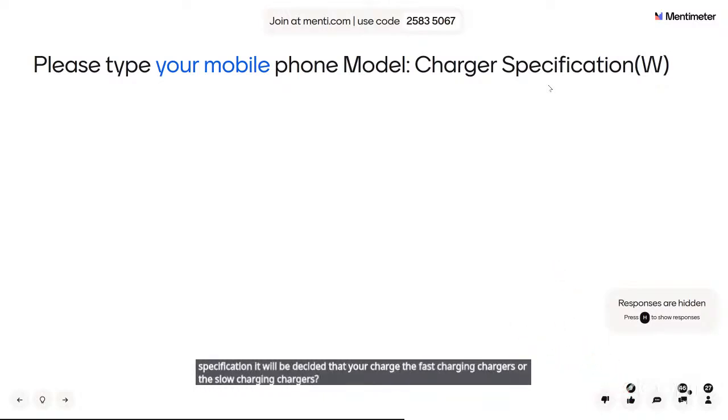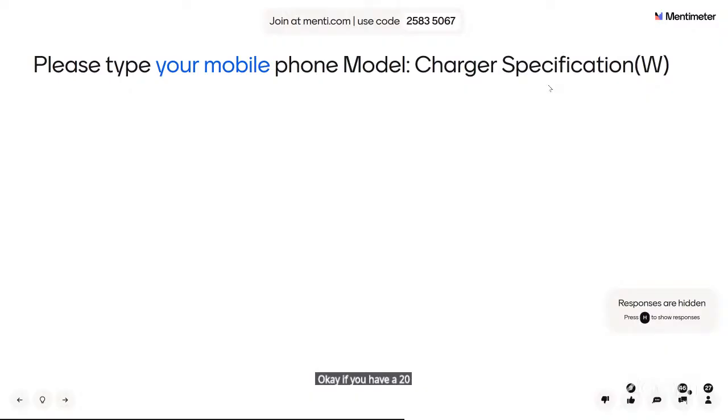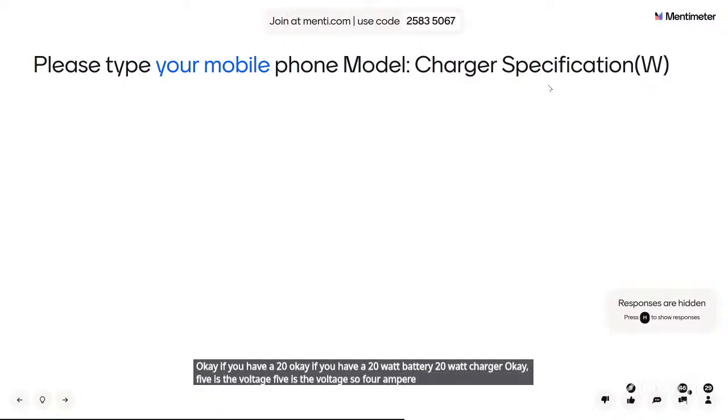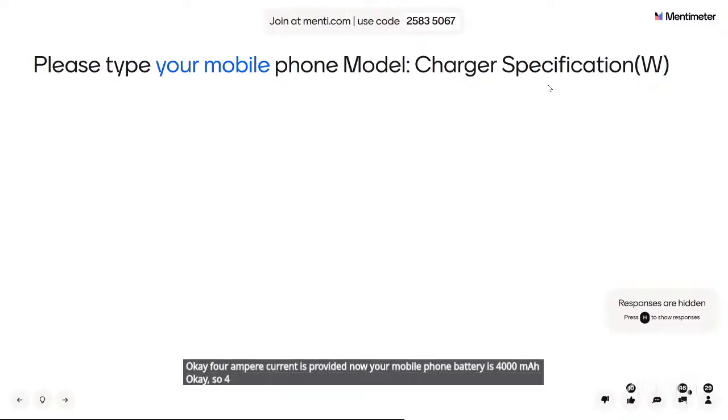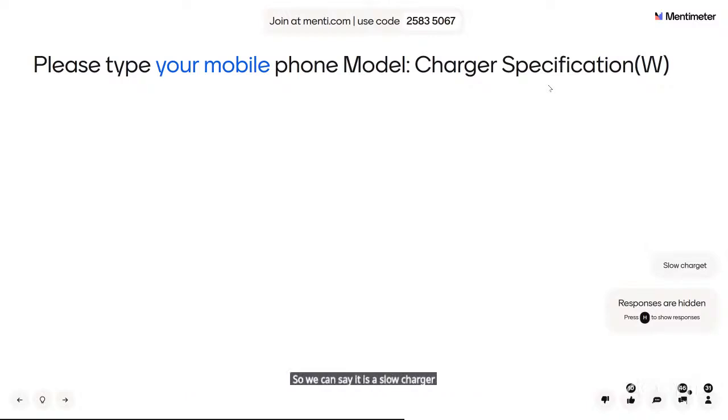Okay, if you have a 20-watt charger, and 5 is the voltage, so 4 ampere current will be provided. Now your mobile phone battery is 4000 mAh. So the 4000 mAh will be charged with 4000 milliampere in 1 hour. That means it will take 1 hour to charge your mobile phone. So we can say it is a slow charger. On the basis of the charging specification, we can say whether it is a fast charger or a slow charger.